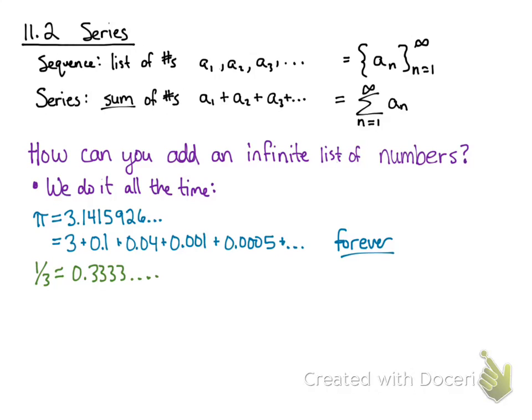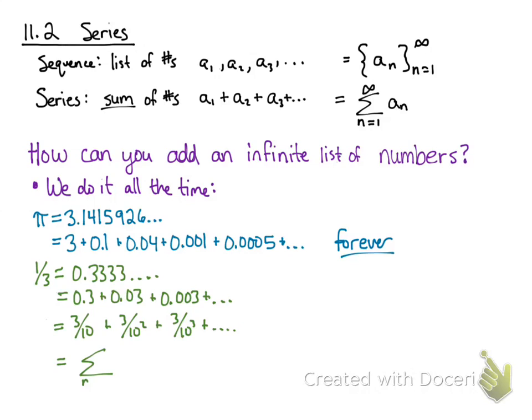Or here's another example. Everybody believes that 1/3 is equal to 0.333333333 forever. But again, I can break that up: 0.3 plus 0.03 plus 0.003 plus 0.0003, etc. forever. And those I can write as 3 over 10 and 3 over 100 and 3 over 1,000 and 3 over 10,000 and so on. And that gives me a way to write this in a formulaic way using sigma notation.